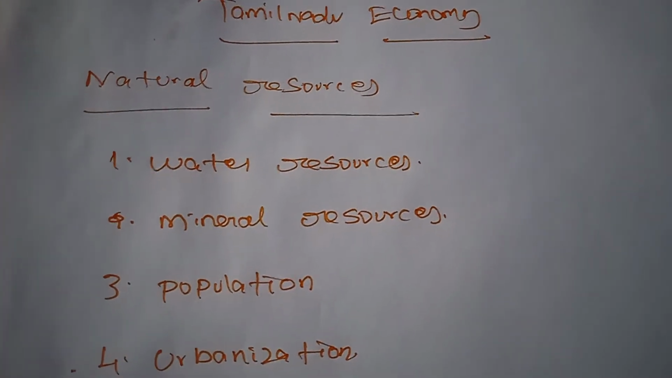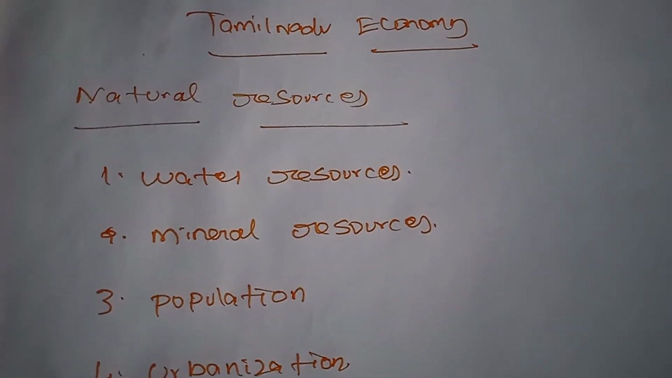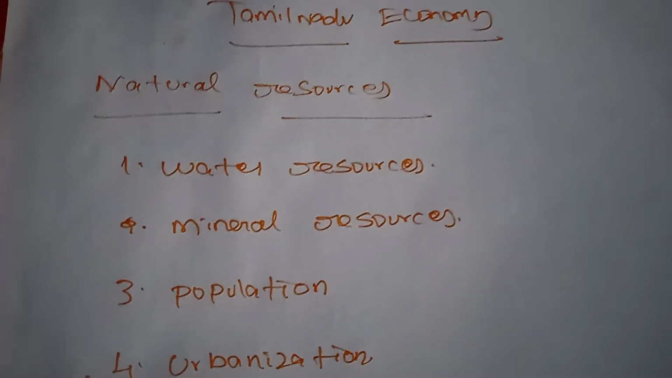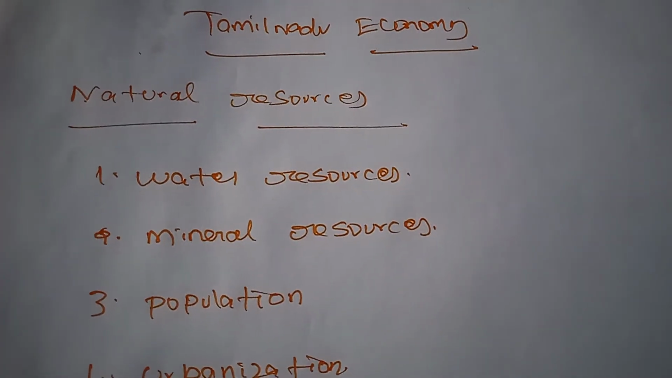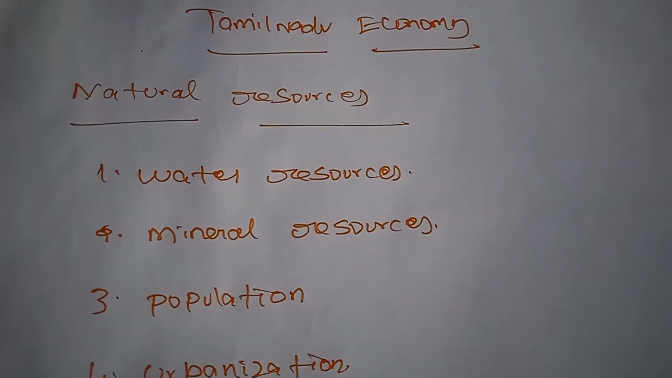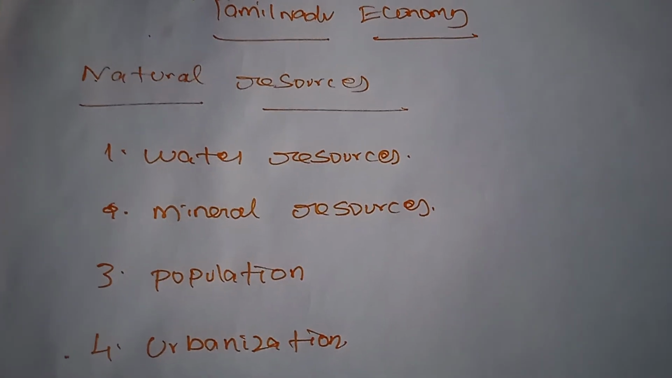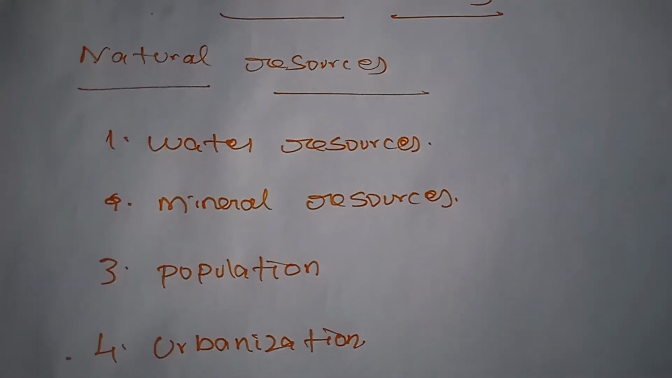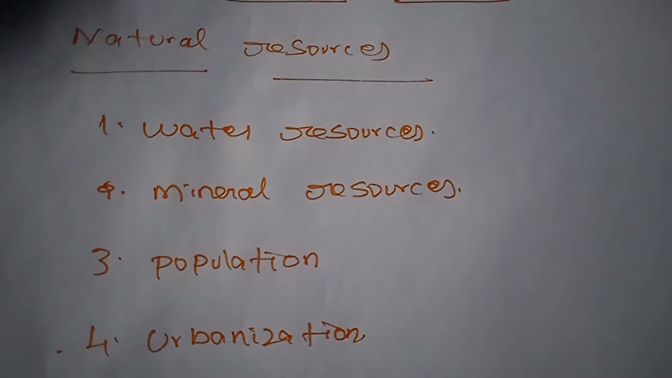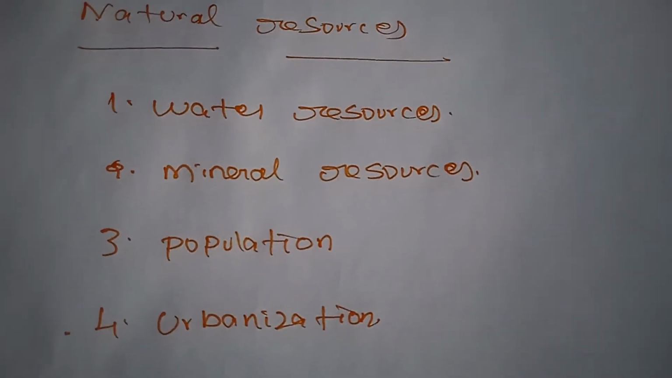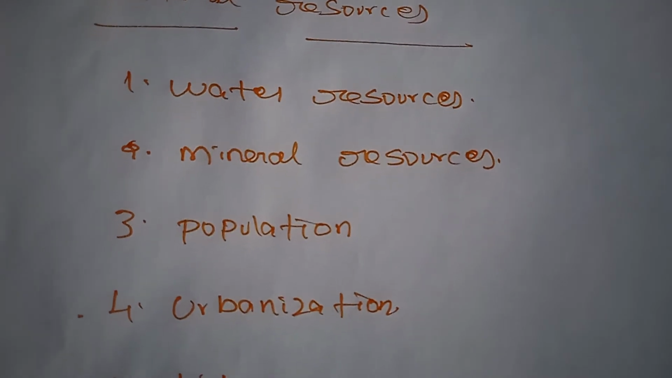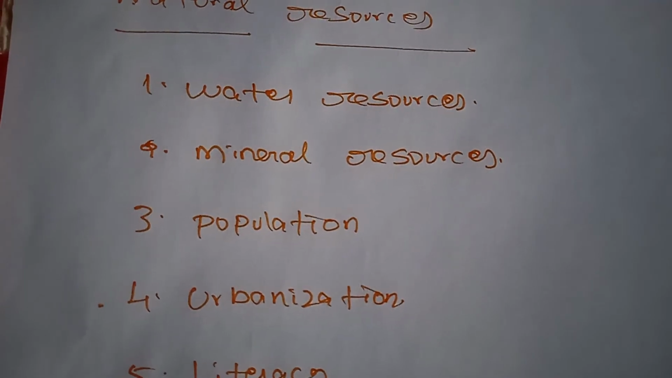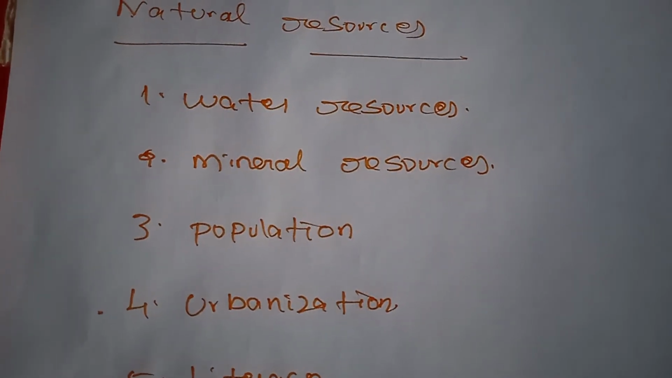I think you may have already studied this in your previous classes. Tamil Nadu has many natural resources, and among them, some we can understand. First, if you consider the water resources, Tamil Nadu is not endowed with rich natural resources compared to other states. It accounts for 4% of the water source against 6% of the population.